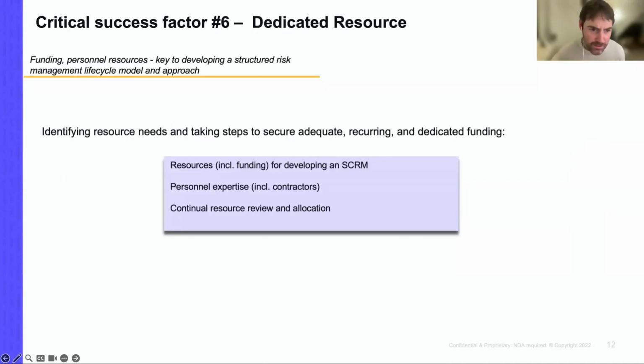And then finally, dedicated resource. So identifying resource needs, taking steps to secure adequate, recurring, and dedicated funding. Easier said than done. But it's important to identify, particularly if we're just starting out, what type of resource we need that's going to help not only engage with suppliers in the wider supply chain, but drive some of that monitoring, some of that governance approach as well. It's the adoption of policy and process throughout the organization.